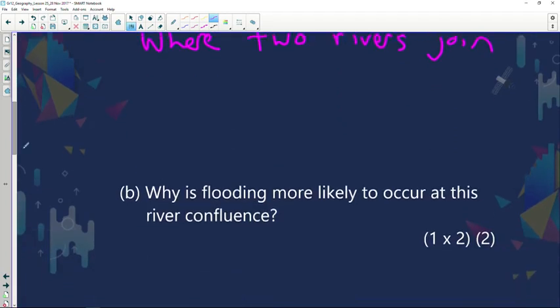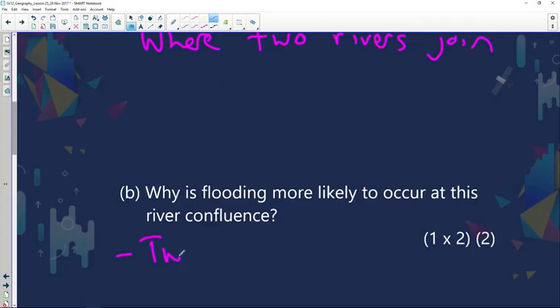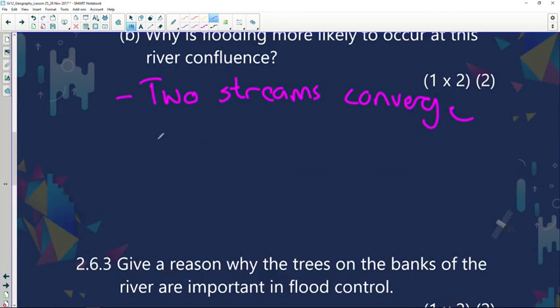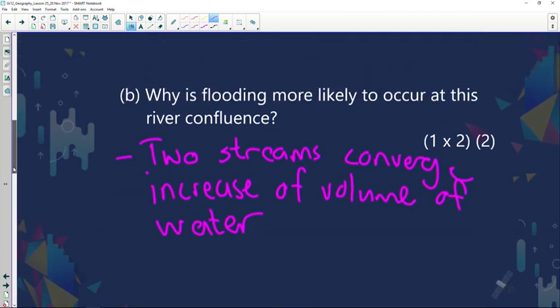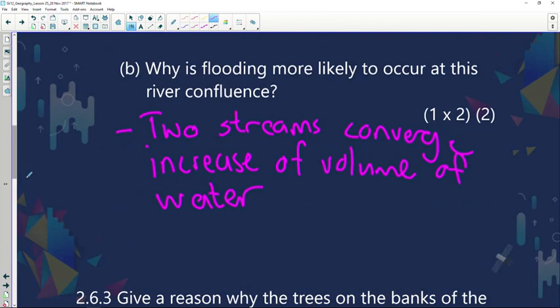Now, why is flooding likely to occur at the river confluence? It's because of the velocity, no, it's the volume of water that increases. So, I mean, two streams converge. And that means there's going to be an increase of volume of water. And that's the reason there's a much better chance that we might experience flooding.